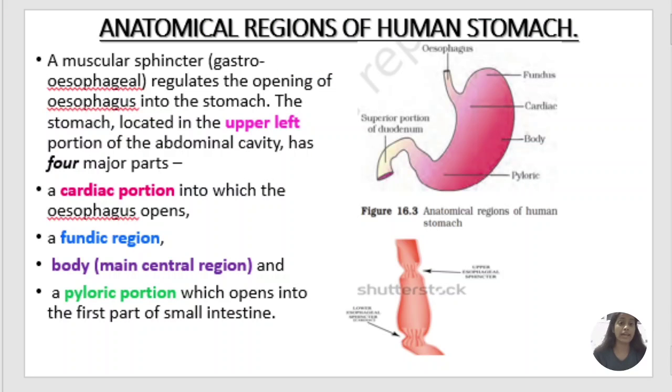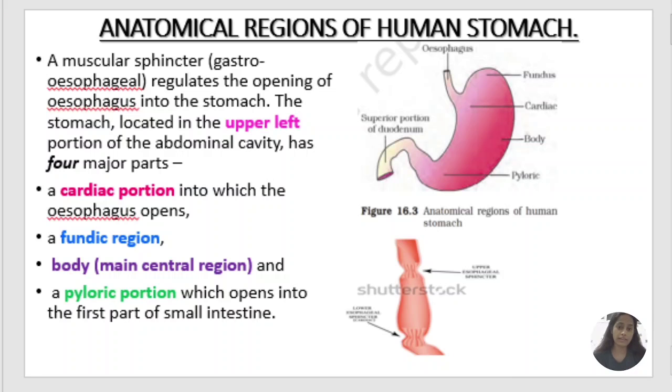Now let's learn anatomical regions of the human stomach. A muscular sphincter, gastroesophageal, regulates the opening of the esophagus into the stomach. The stomach, located in the upper left portion of the abdominal cavity, has four major parts, which is a cardiac portion, into which the esophagus opens. A cardiac portion is the one you can see in the image. The esophagus is opening into the cardiac portion.